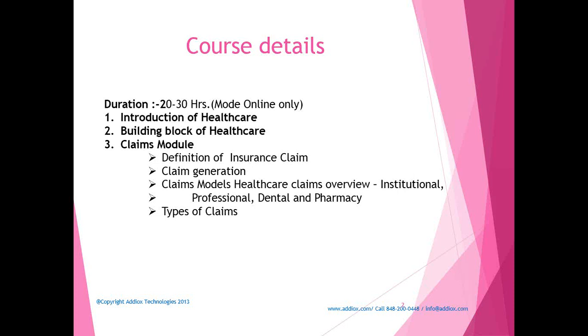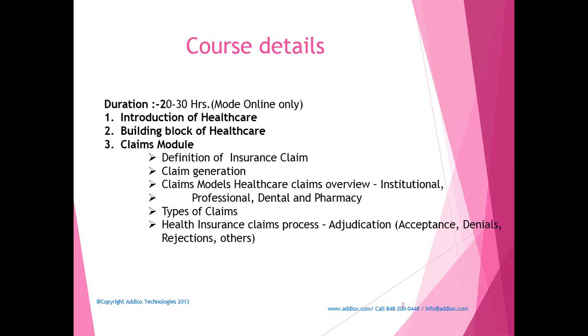What are the different types of claims, what are the different modes the payer is receiving the claim, and what are the different modes the provider is submitting the claim. Health insurance claim process: how the end-to-end process works and what the different stages are, like acceptance, denials, rejections, or any other status the claim has to go through. So in a nutshell, we can say what is the life cycle of the claim and how it goes through different phases.